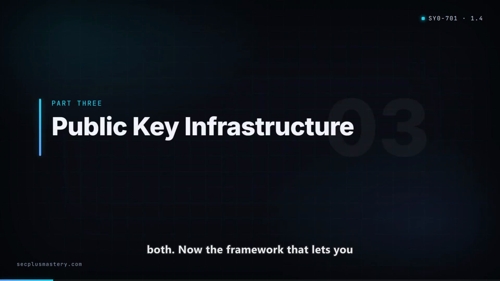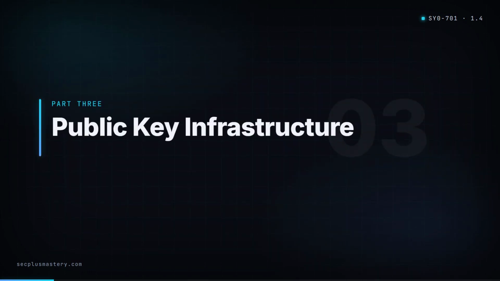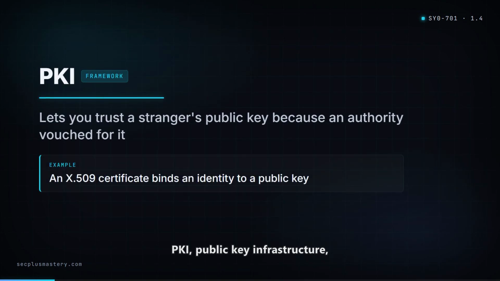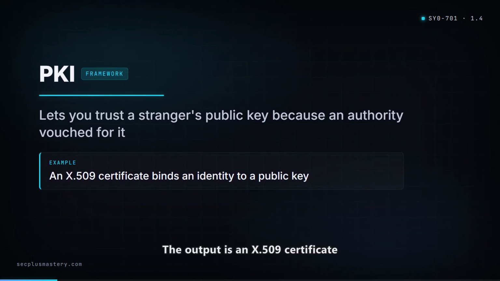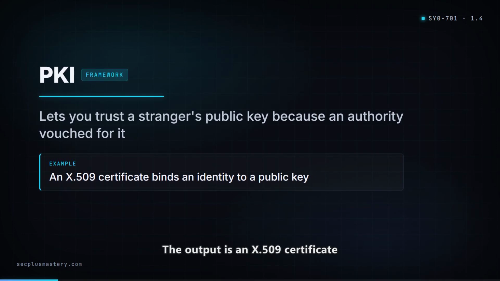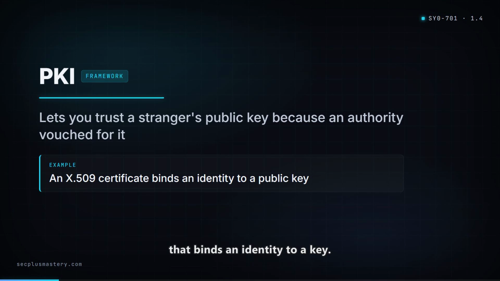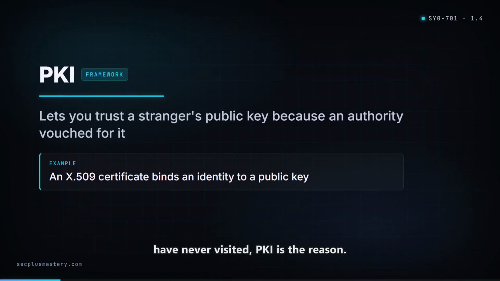Now the framework that lets you trust a stranger's public key. PKI, public key infrastructure, is the framework that lets you trust a stranger's public key because a recognized authority vouched for it. The output is an X.509 certificate that binds an identity to a key. When your browser trusts a website you have never visited, PKI is the reason.